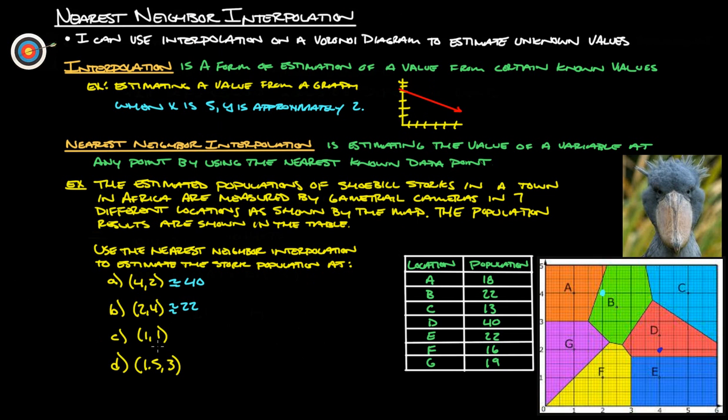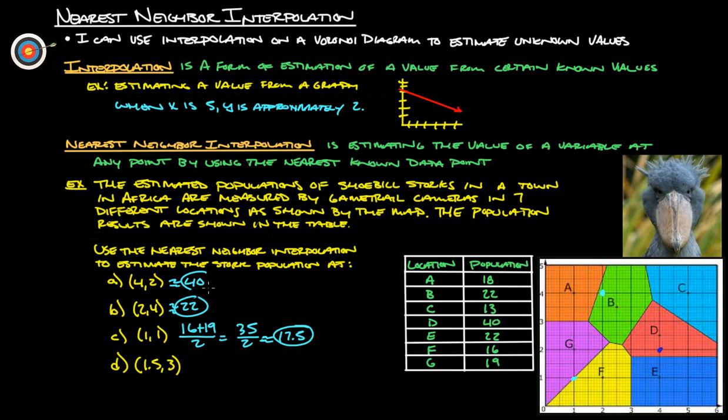Let's check and see what happens at 1, 1. So at 1, 1, look, we're right here on one of the edges. So what we do for that is we take the average of G and F. That's 16 and 19, and there's 2 of them. So we add 16 and 19, divide by 2. That is 35 divided by 2, which gives us about 17 and a half.